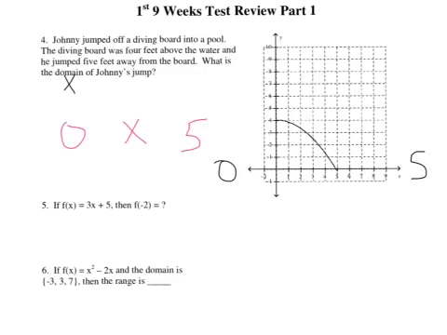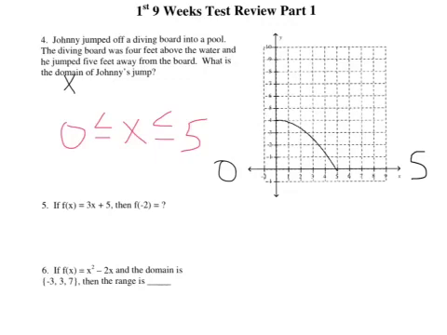0 is less than 5, so we're going to use the less than symbol on both of them for the inequalities. And then we have to decide, does it include the value of 0 and does it include the value of 5? Well, I don't have any open circles, so it would include both of the values. So I will put an equal sign with each.